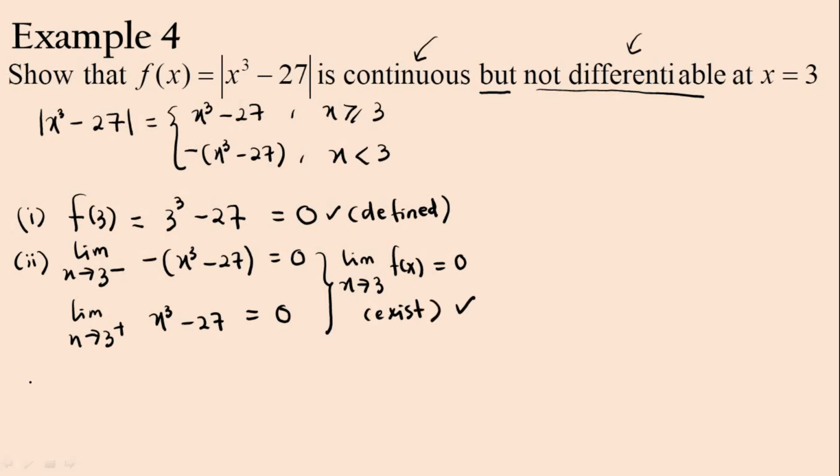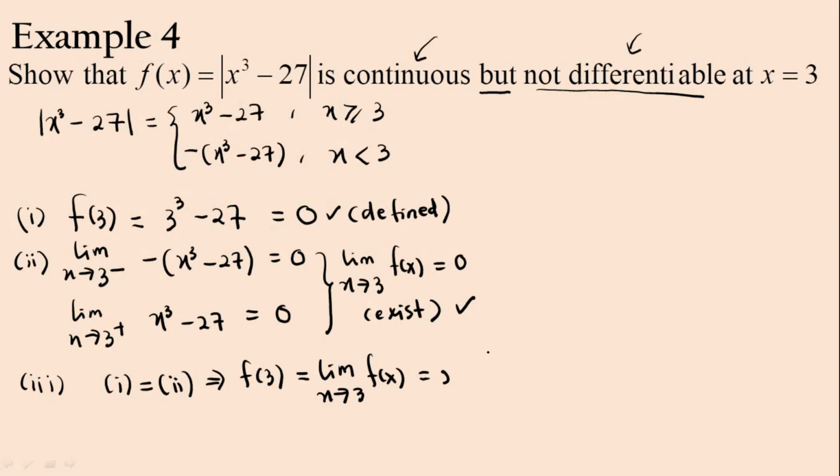So we pass our second test, and for our third test, we just have to check whether our answer from the first test is equal to our answer for the second test. And in this case, yes, our f(3) value is equal to our limit value. In this case, it will be 0. So since we pass all three tests, we can conclude that f(x) is continuous at x equal to 3.